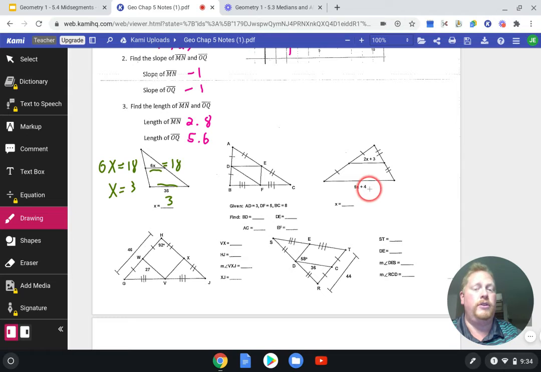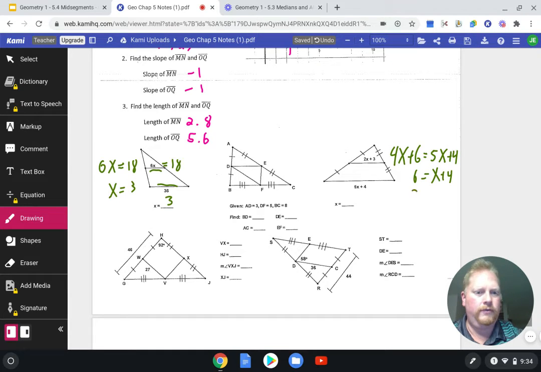So another thing that you can do is you can double the midsegment. And I can say 4x plus 6 equals 5x plus 4. That way you can avoid decimals and fractions and stuff like that. That's the way I do it. So just take the midsegment, double it, and set it equal to the opposite side. Do a little bit of algebra magic, subtract the 4x, subtract the 4, and I get x equals 2.